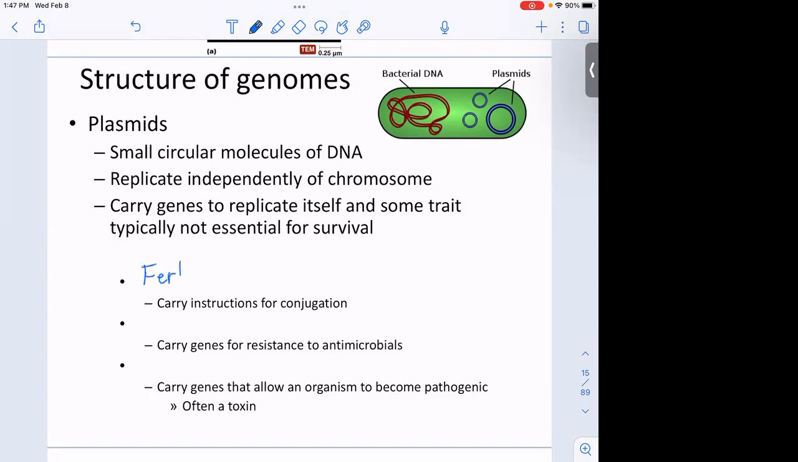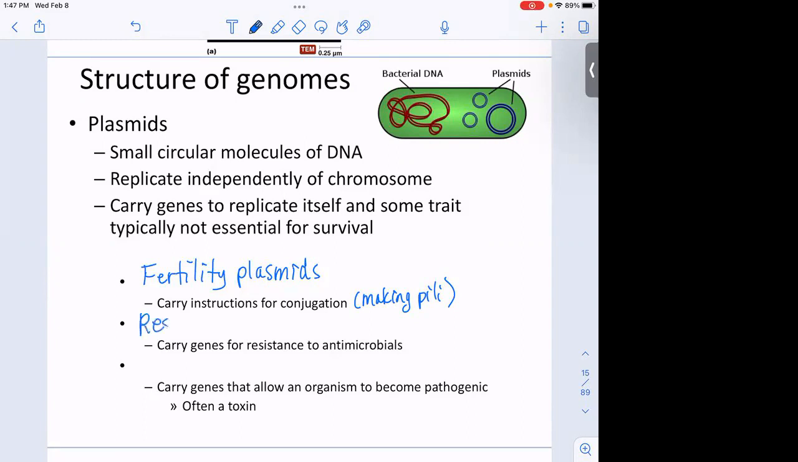For instance, fertility plasmids. We're going to talk about those more later when we talk specifically about conjugation. I've mentioned that a few times before, but they carry the instructions for conjugation and the making of a pilus. A pilus is essential for a cell to share a plasmid by this process called conjugation, which we'll talk about at the end of this unit.